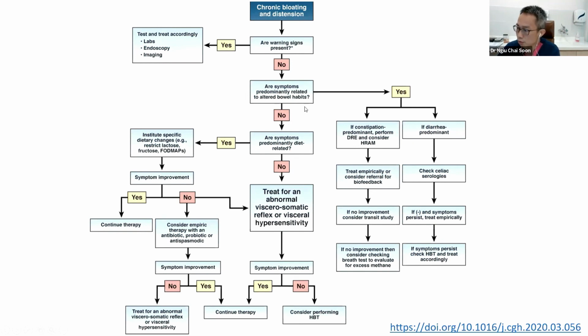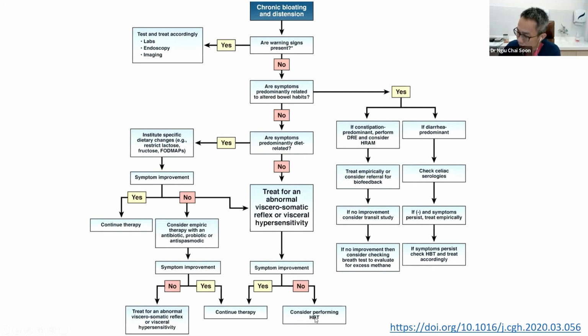And if the patients do not have these altered bowel habits, then you may need to consider things like FODMAPs, to see whether there is any symptom improvement. And the other thing, we may need to consider diaphragmatic breathing, which addresses the viscerosomatic reflex or visceral hypersensitivity, and then try to manage accordingly.